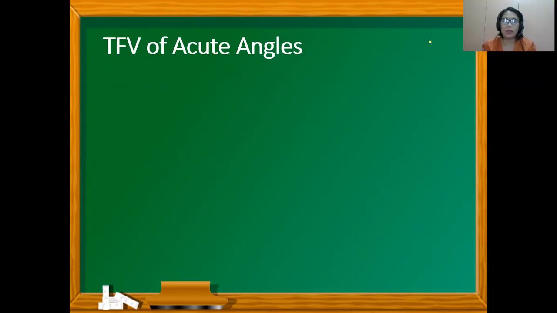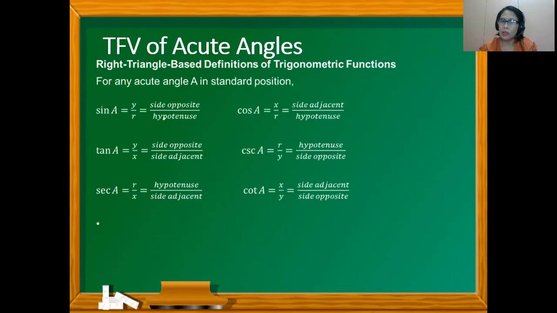Now, we're going to concentrate this time on the trigonometric function values of acute angles. So, this would mean that the terminal side of this angle theta lies in the first quadrant. It's also necessary that you recall the sign of each trigonometric function value as well as the range values for you to come up with the correct answer. So, we will be working on the right triangle definitions of trigonometric functions.